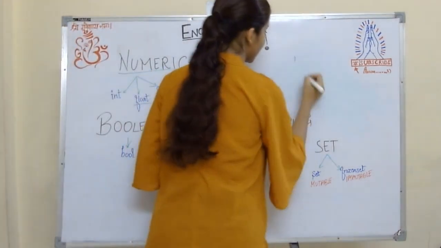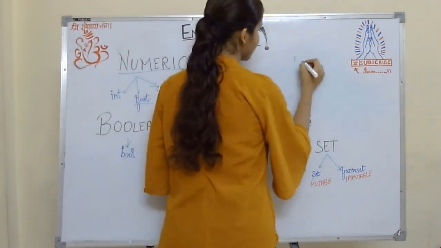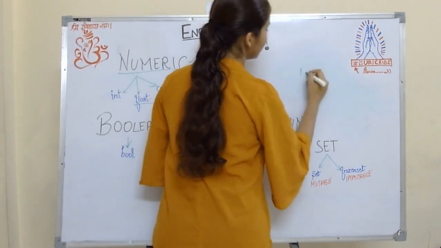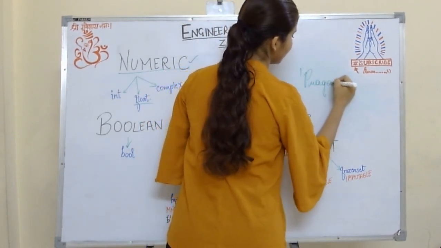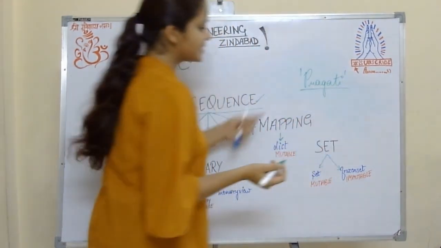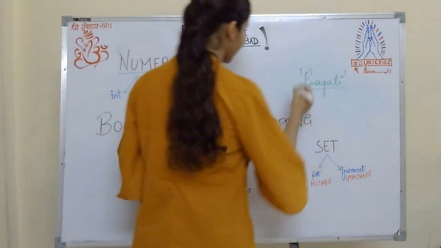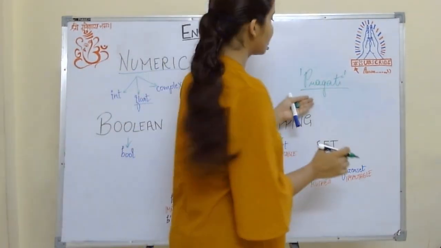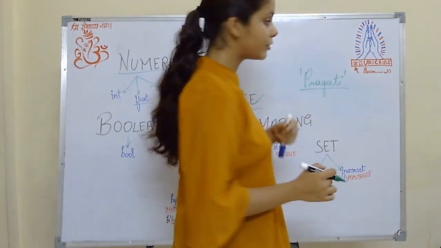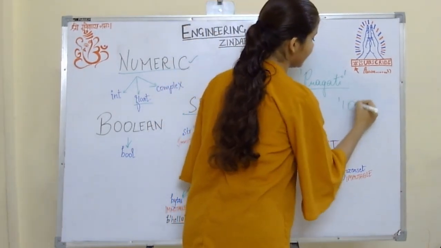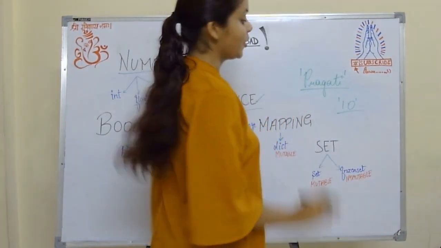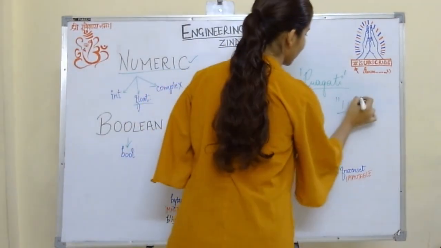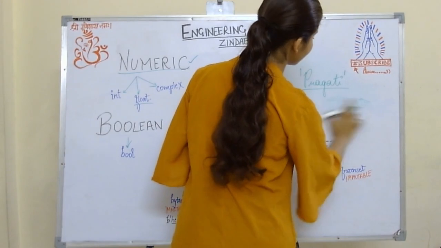The first one is string. Let's suppose we write the author's name, Pragati, P-R-A-G-A-T-I. This is a string since it is in single quotes. Anything written in single quotes will be read as a string. If we write even 10 in quotes, it will also be a string and not a number, no longer numeric, since we have used single or double quotes.